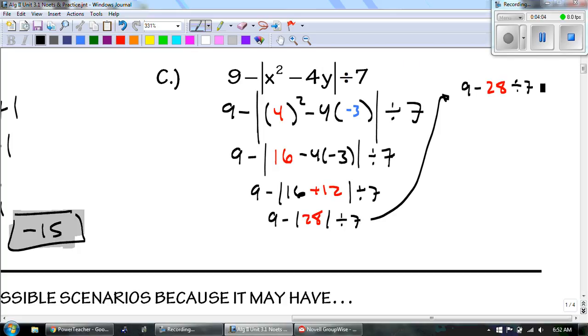And now we have to think of order of operations again. What are we going to do? Are we going to subtract first or are we going to divide first? Hopefully you're saying you're going to divide first, right? Yeah. And then 9 minus 4, we get 5.